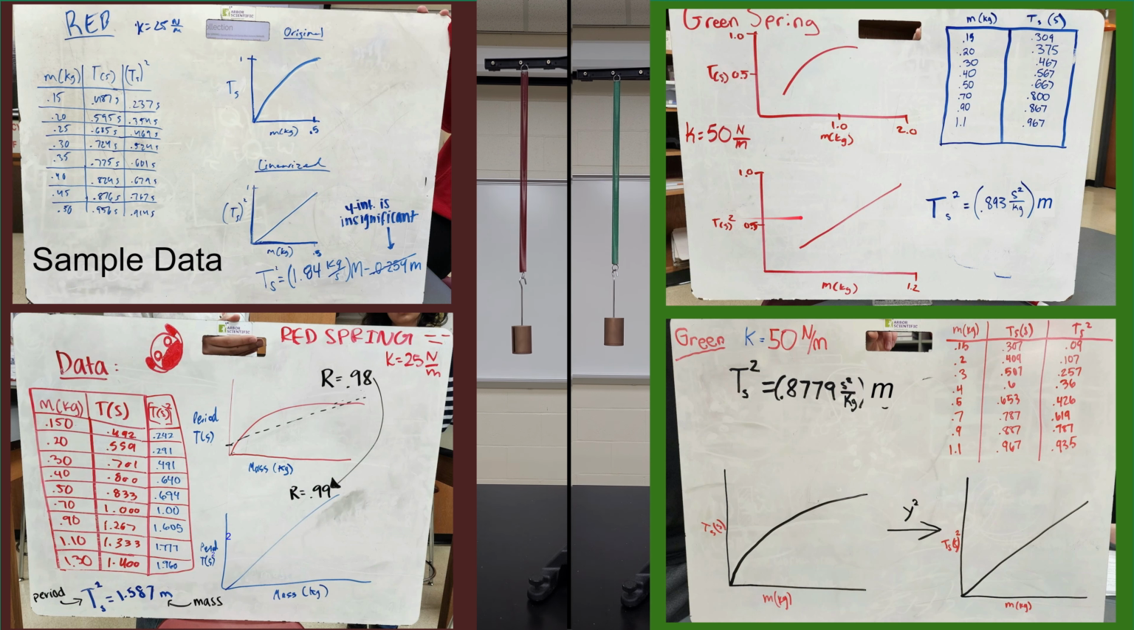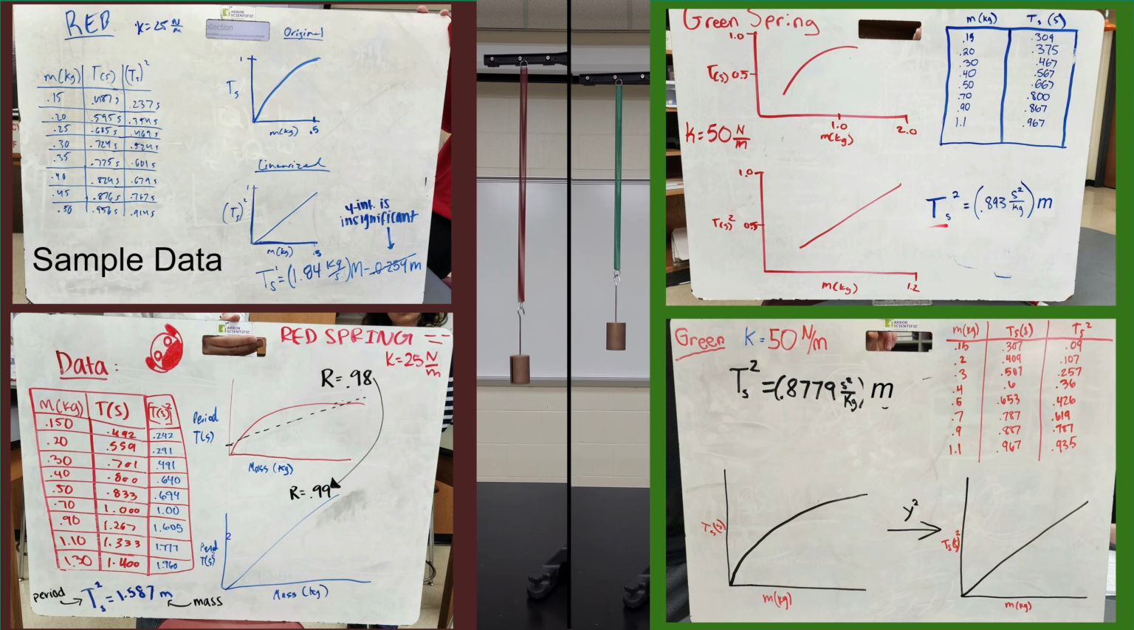So looking at the green spring, if they graphed period squared versus mass, their equation looked like this. Period squared equals the slope times the mass. And for the green spring, they got a slope of 0.893. And the other group that used the green spring also found a very similar slope. The groups that used a red spring found similar slopes, 1.84 or 1.58, pretty close. And we noticed that both red springs had a higher slope value than the green springs.